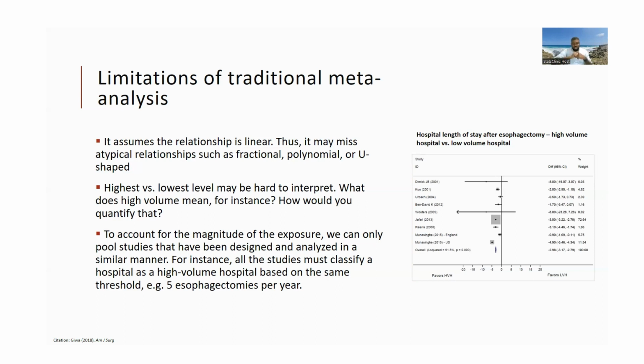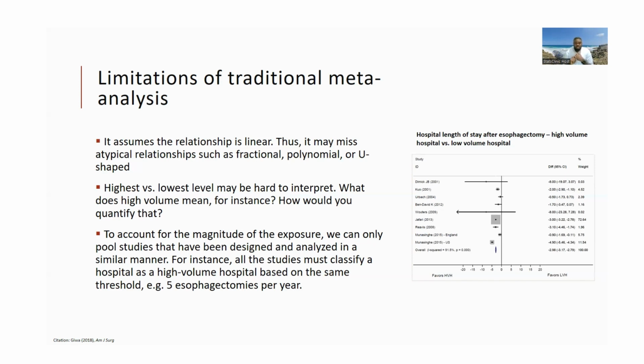Rather than just say highest versus lowest, and we cannot do that in traditional meta-analysis. If we want to pull 6, 7, 8, 9, 10 at their correct points, yeah. If you want a method that actually accounts for their correct levels on the exposure range, then you need to do some other method, and that's where dose response meta-analysis comes into play.